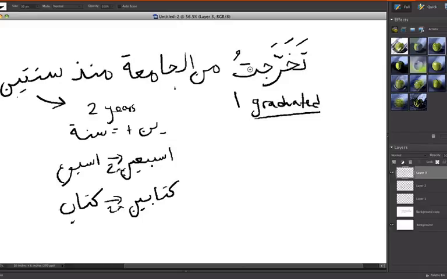If I want to say you, male, graduated, it'll be takharajta. And if you, female, second person, graduated, it'll be takharajti. If it's third person female, it'll be takharajat. And if it's third person male, it'll be takharaja. Third person male is the simplest form of all the conjugations, so I'm going to start with that. Takharaja, the third person. The verb will be takharaja.